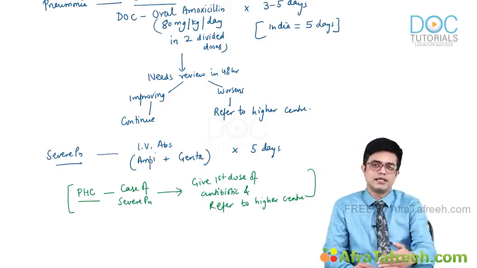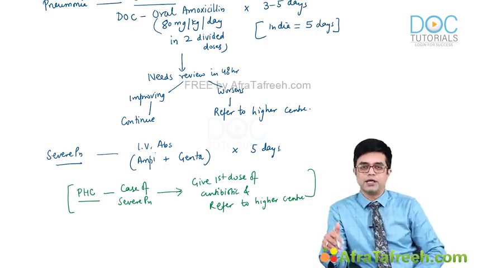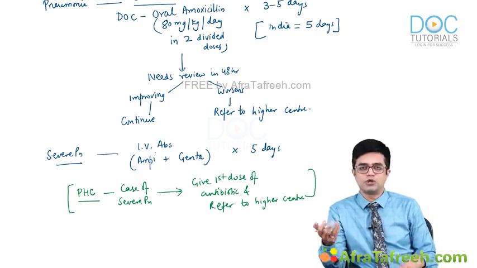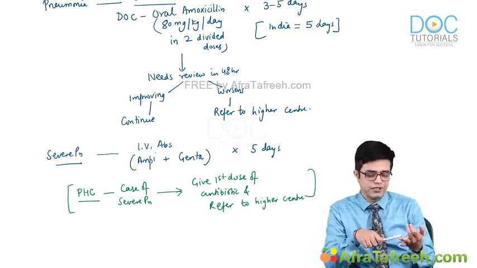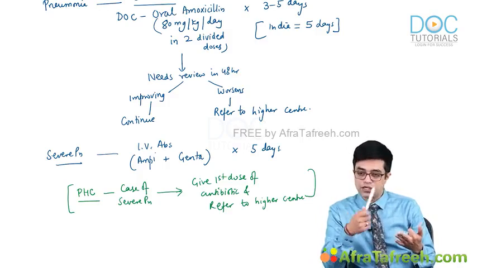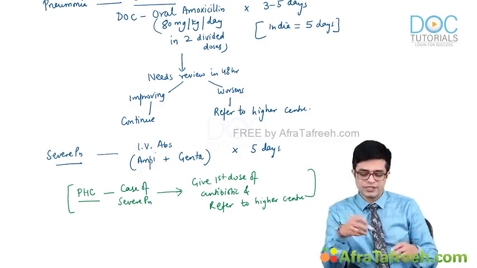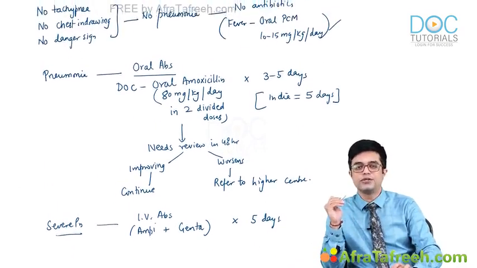If you are sitting in a higher center, you will admit the child with severe pneumonia and start IV antibiotics along with supportive therapy. Supportive therapy will include steam inhalation and fever control. If there is hypoxia, SpO2 less than 92%, you will start oxygen, etc. Those things will not be asked in your exam. So this is the overall management that you need to remember.